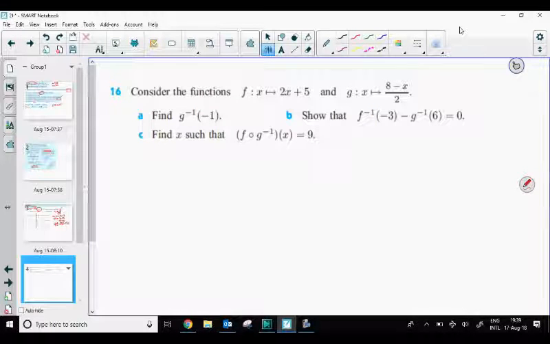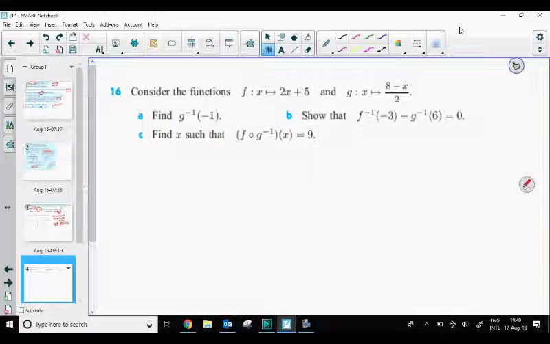Okay, this problem is going to give me an opportunity to show you a little shortcut that we can use. For letter A, we want to find what is g inverse of -1. So I think the natural thing to do here is to work out what g inverse is and then input -1. So let's do that.